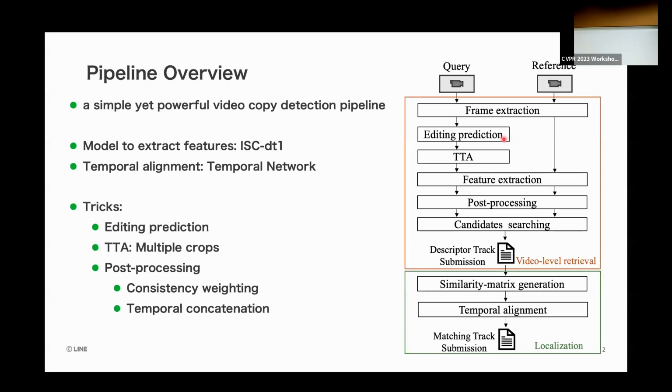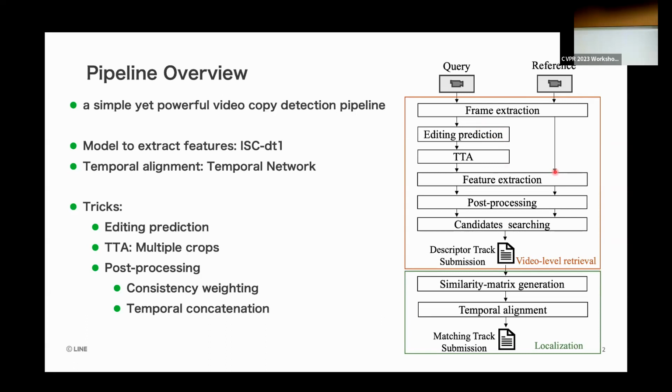Then for query videos, because they can either be original videos or manipulated videos, we build a model that can predict whether the videos are manipulated and what type of manipulations they have. Then we choose TTA, test time augmentation, according to the type of manipulations they have. On the other hand, reference videos do not contain any manipulations, so these two steps are skipped.